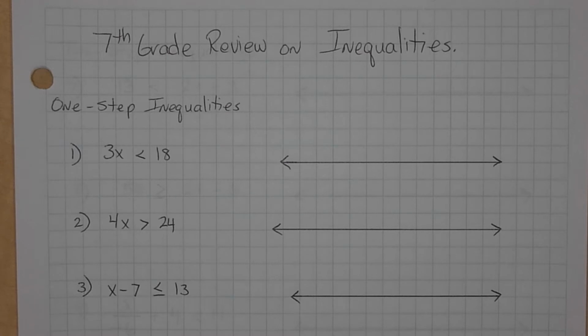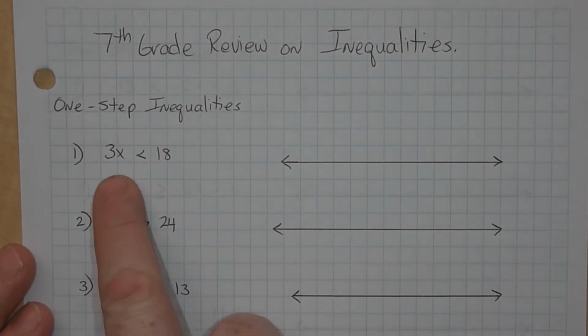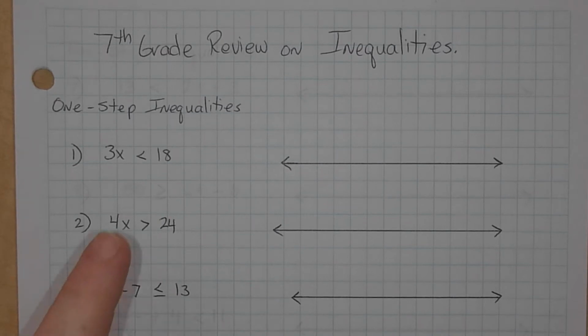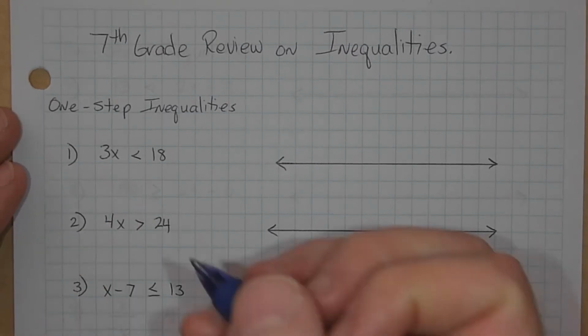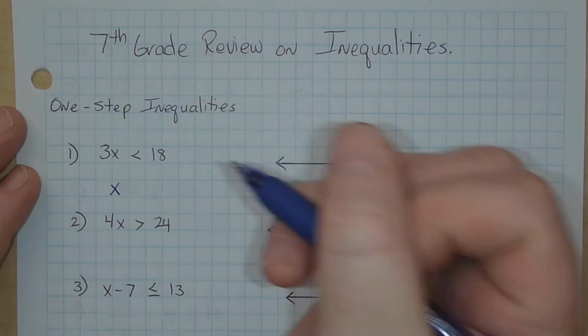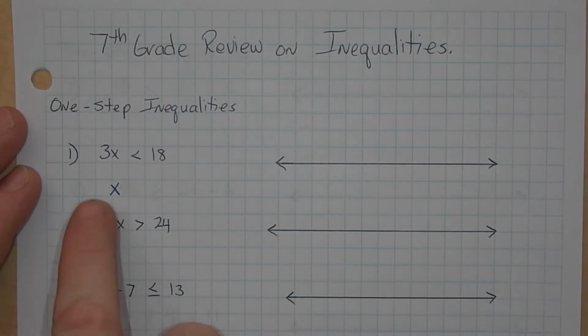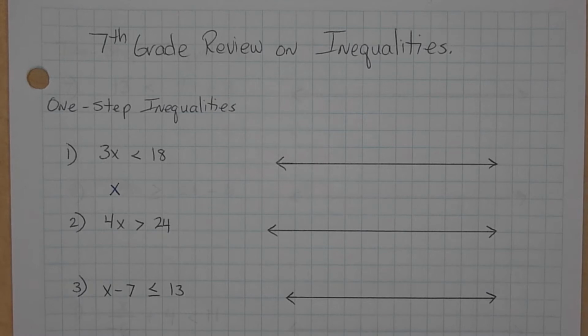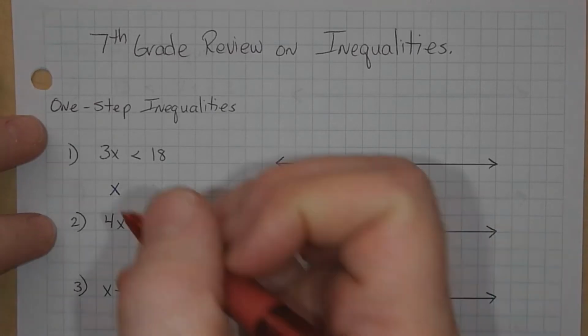All right, so we got 3x is less than 18, so 3x means 3 times x. The goal here is you want x to be by itself, right? You want to isolate the variable. You want x to be right here. So in order to go from here to here, we got to get rid of that 3, that coefficient. Now 3x means 3 times x, so you want to do the opposite of multiplying by 3. The opposite of multiplying by 3 is dividing by 3. So we're going to divide both sides by 3.